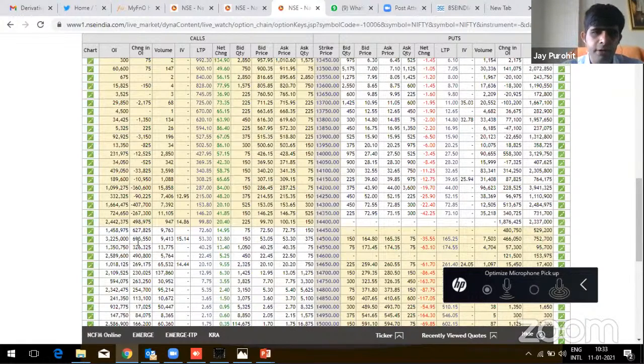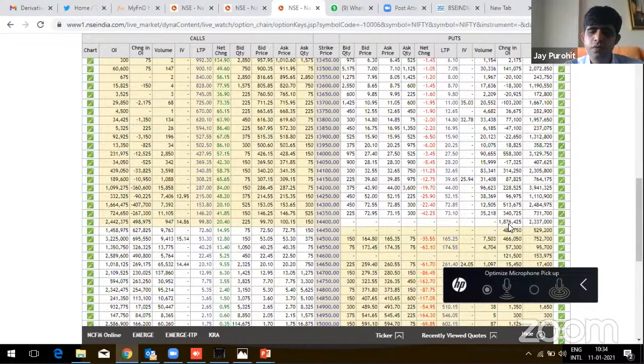But if we look at the quantum, तो जितना कॉल राइटिंग हो रहा है 14,450 या 14,500 स्ट्राइक में, उसका ट्रिपल टाइम्स पुट राइटिंग हो रहा है at the 14,400 put option. So that clearly indicates that put writers are more aggressive, and thus the 14,350, 14,300 level will act as a major support. Why I'm saying 14,300? Because the put writers are writing at the 14,400 strike, and they are getting some premium for that writing.